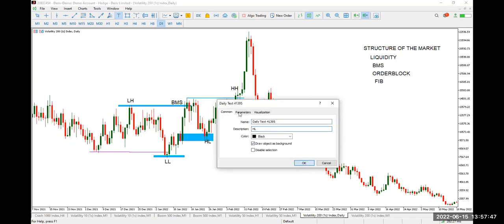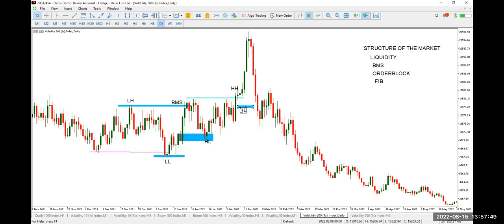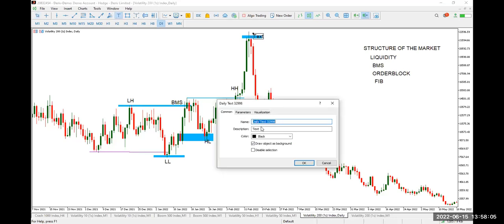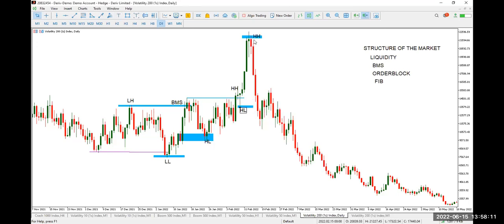So we are analyzing the market, checking the structure of the market. From this higher low, we have a higher high again. From here, there's a higher high. See, we are analyzing the market to know the structure of the market. So we have a higher high.